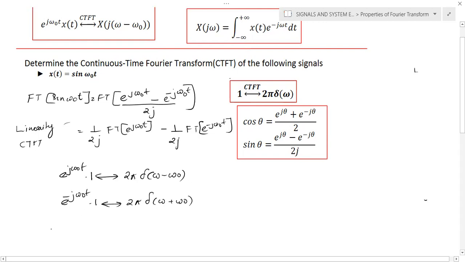Now we can combine these two results. The Fourier transform of sine omega 0 t is equal to 1 by 2j, and the Fourier transform of the first term is 2 pi del of omega minus omega 0.